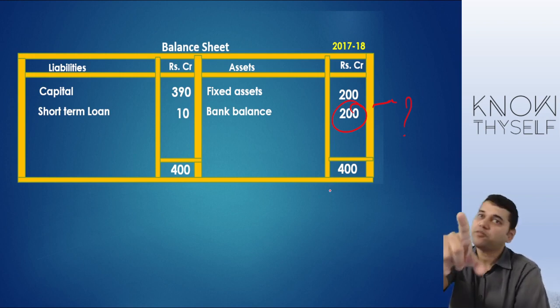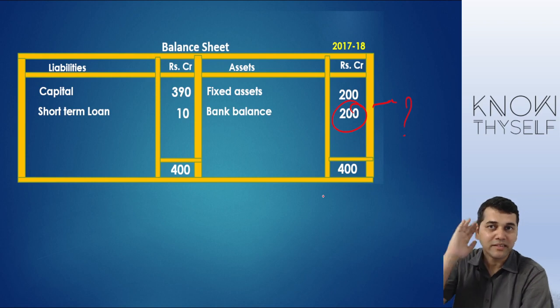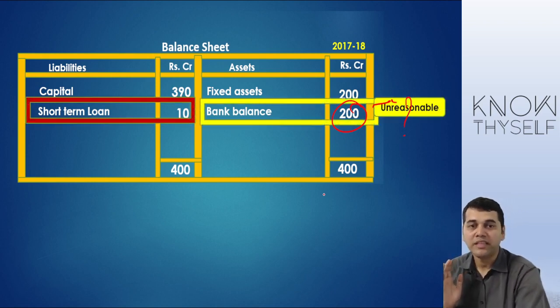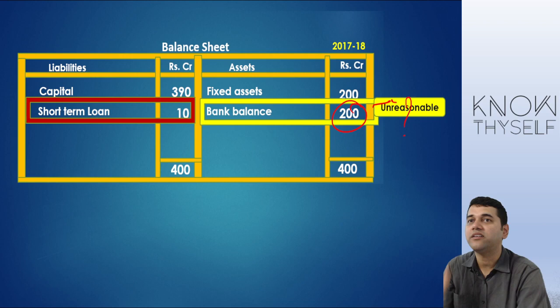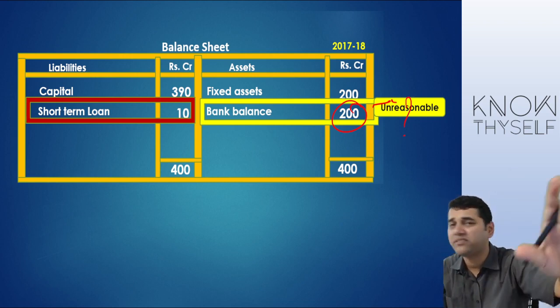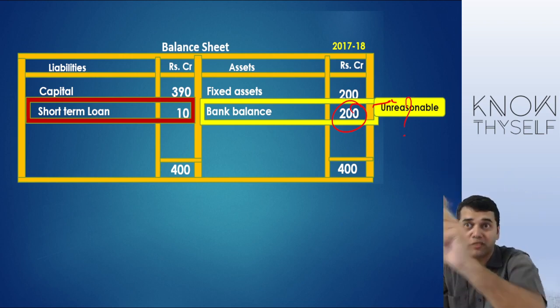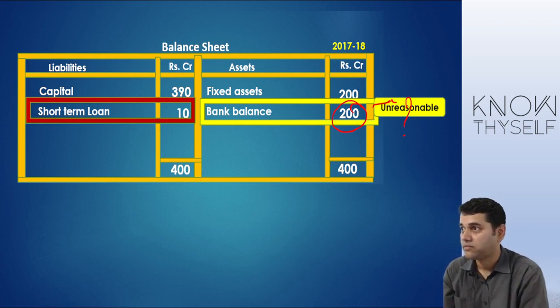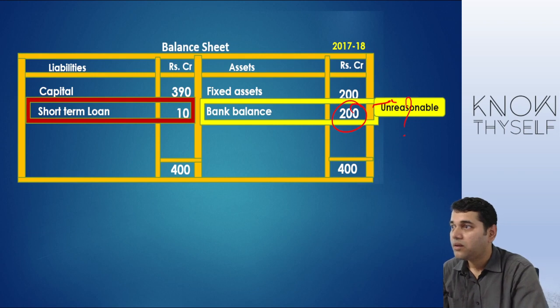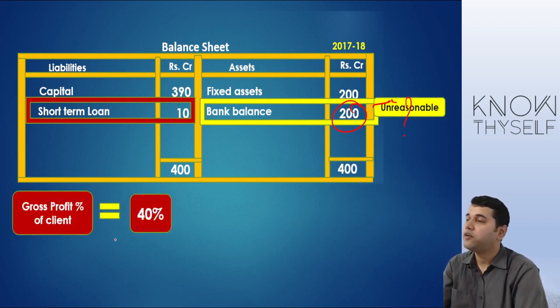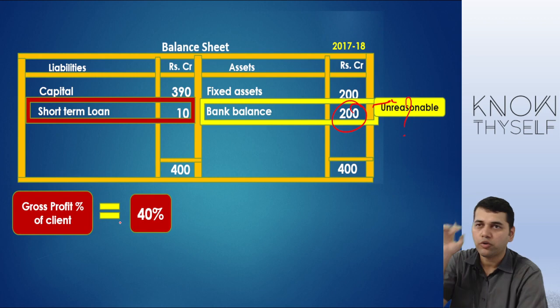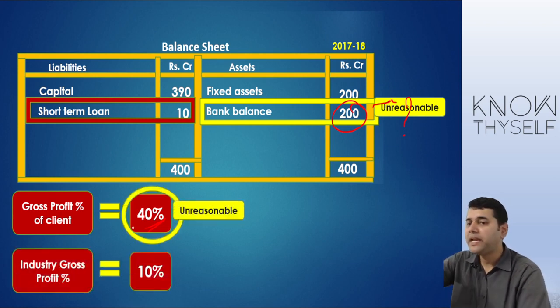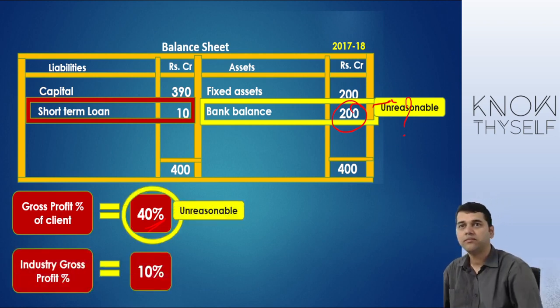Now, the client will explain some story. Does it sound reasonable? The moment you see this, it becomes unreasonable to you. Irrespective of what the client explains, you will go to the depth of it because you are always skeptical, and try to find out what exactly happened there. If the client's gross profit percentage is 40%, fine, maybe reasonable. But if my industry is 10%, unreasonable. That's why you have to raise the questions; it's left to you.